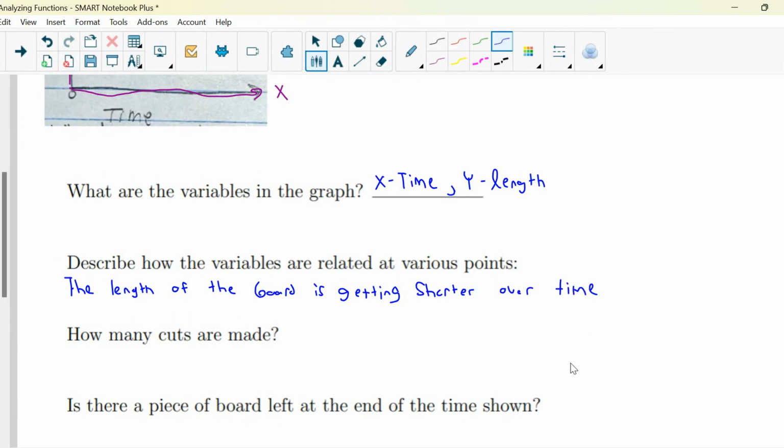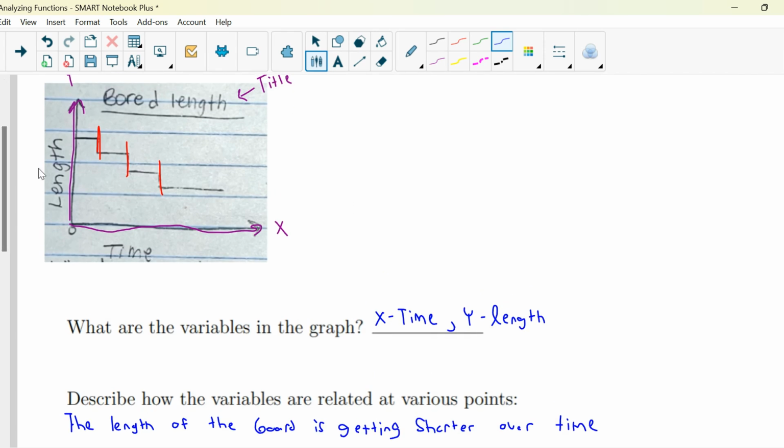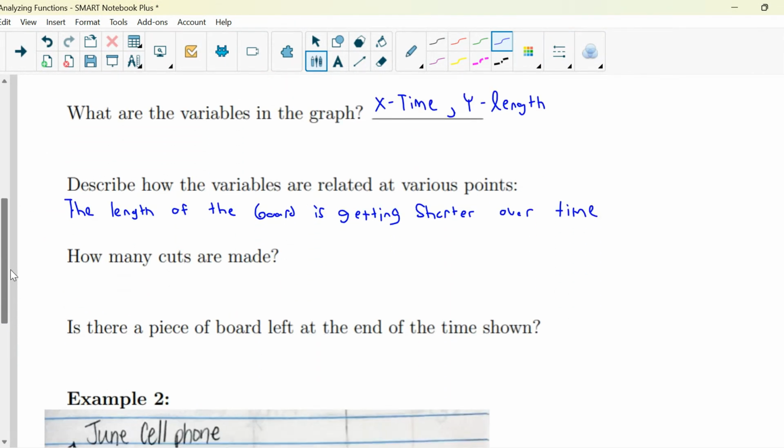The next question here is how many cuts are being made? So let's go up to our graph. We made a cut at, say, minute 1, a cut at minute 2, a cut at minute 3, and then it all stayed the same. So I could infer from this graph that we made 3 total cuts.